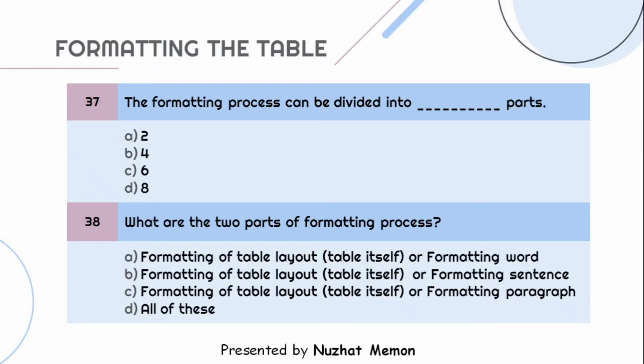So here we continue our next topic, that is formatting the table. Next question, 37. The formatting process can be divided in dash parts. So it can be divided into two parts. Now which are those two parts? One is formatting of table layout, that means the table itself, or you can format paragraph also. Format paragraph here means the table text, that means the table which has text. So you can format that also.